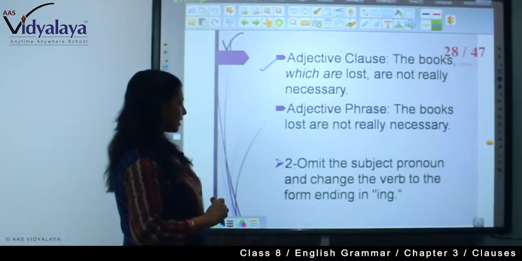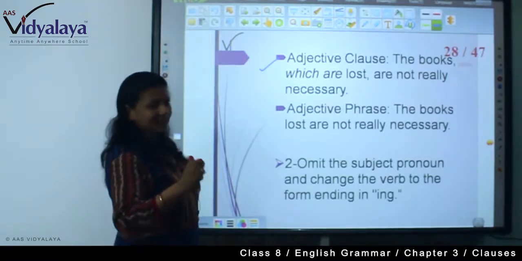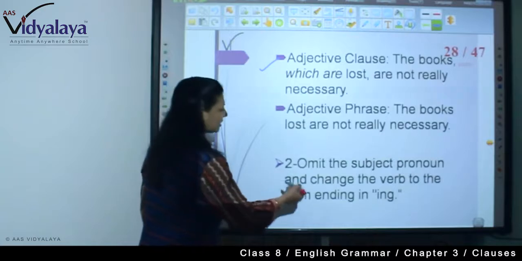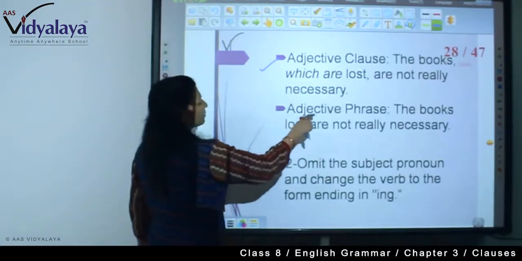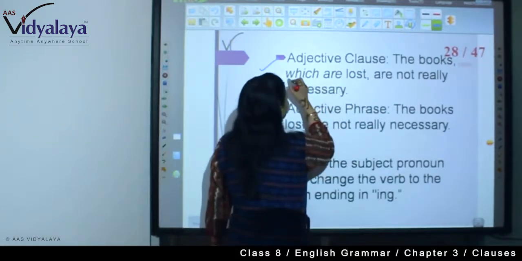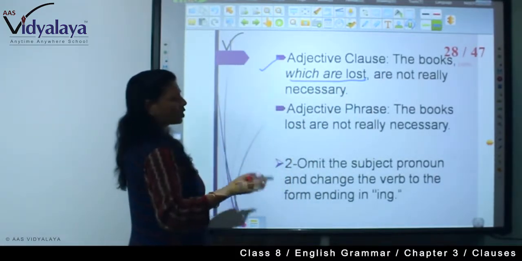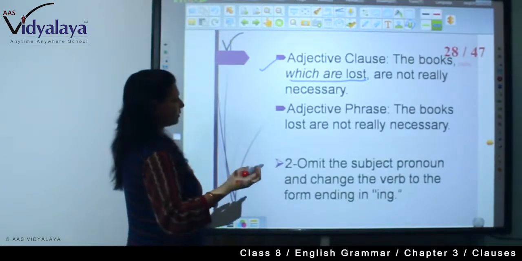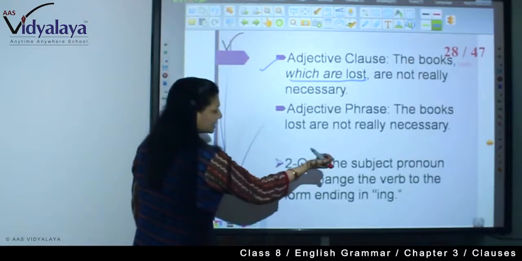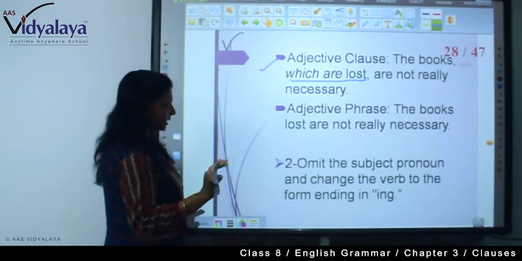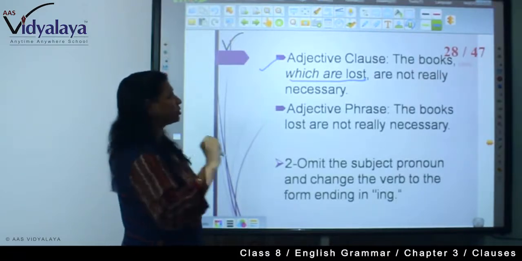Now omit the subject pronoun and change the verb to a form ending in ing. This is again a rule. Omit the subject pronoun. Here we have omitted "that" and "are" from "which are lost". So we have written, the books lost are not really necessary. And here, if there is a subject pronoun, we will have to omit it and change the verb to a form ending in ing.